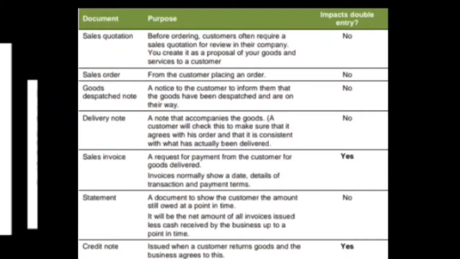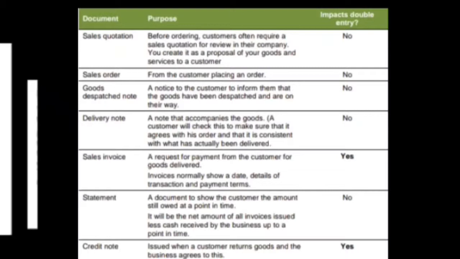So the invoice contains all the description about the goods and the price of the goods. Everything is written in the invoice: when the order was placed, what is the quantity, what are the prices, and what is the quality of the goods.